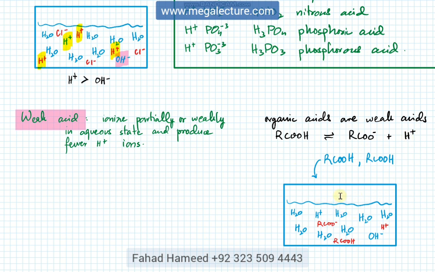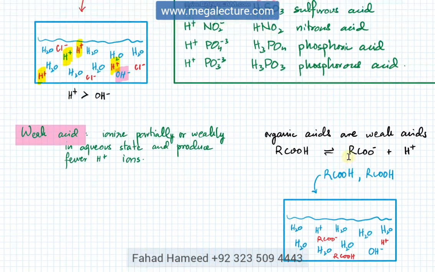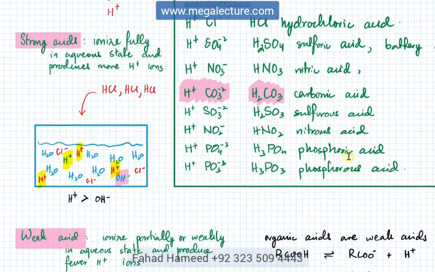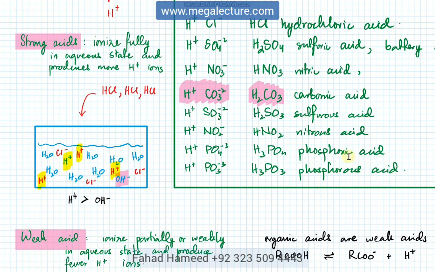So organic acids are mostly weak acids, which, again, I'm repeating, we are not doing in this lecture at the moment. We'll do those separately in organic chemistry. But make sure you know what organic acids are. And I'll write an equation for a strong acid ionizing as well.